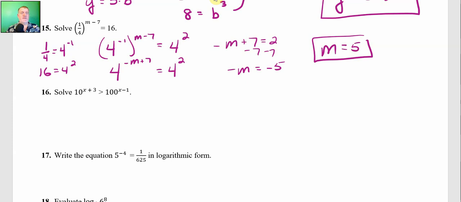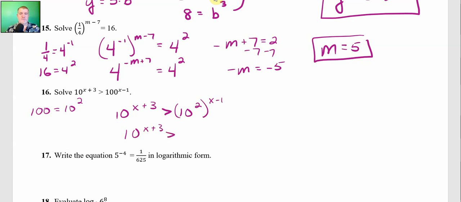Okay, well, we need those same bases again. Well, luckily 100 is 10 squared, so we use a base of 10. So I'm going to rewrite 10 to the x plus 3 greater than 10 squared to the x minus 1. I'm going to multiply this through, 2x minus 2. Same base, so now I can set the exponents like this. X plus 3 should be greater than 2x minus 2.